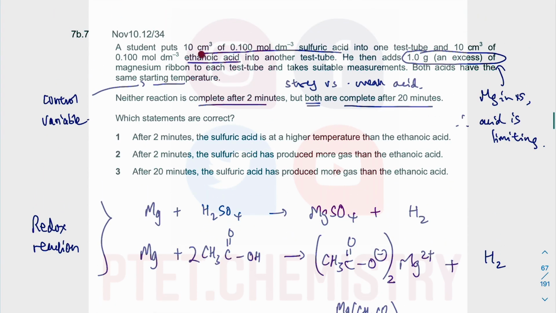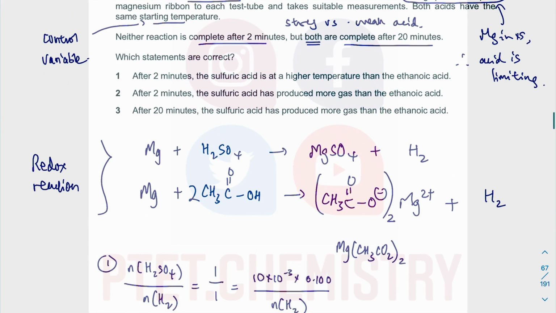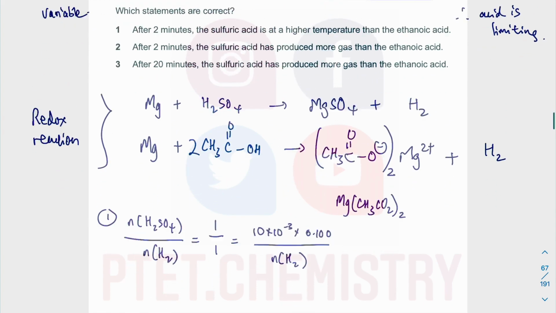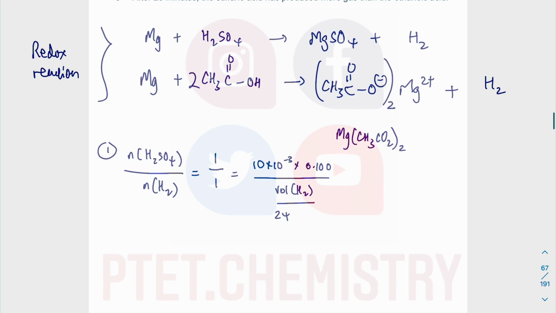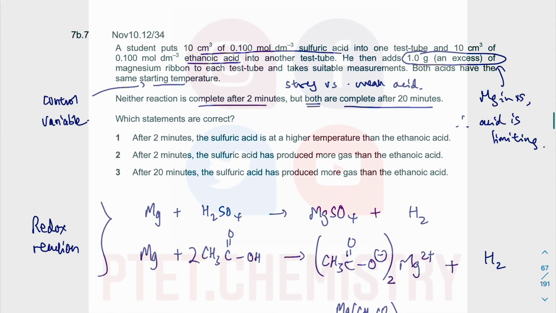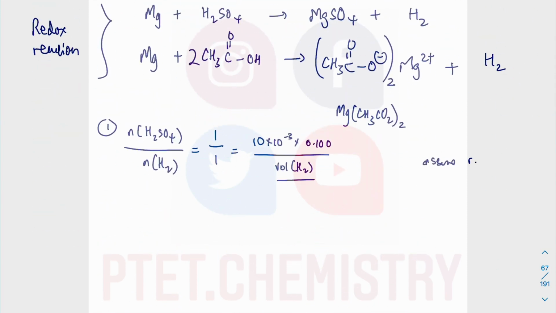So I have 10 cm3, 0.100 mol per dm3. 10 cm3 converted to dm3 times 0.100 mol per dm3. I want to know the volume of the gas, so I should use volume of H2. I will divide that by 24 dm3. It doesn't matter, it's room temperature and pressure, I think. They don't say, but I will assume room temperature and pressure. Therefore, the molar volume of a gas is 24 dm3 per mole.